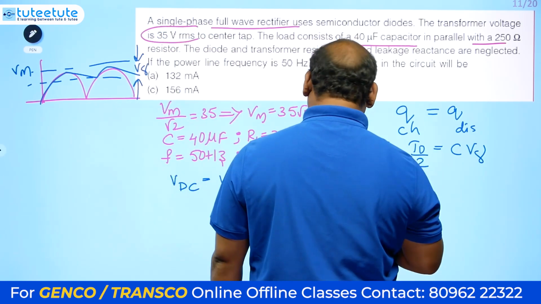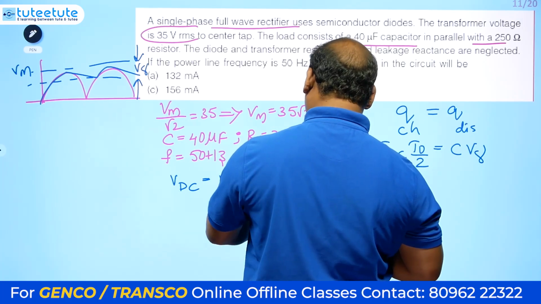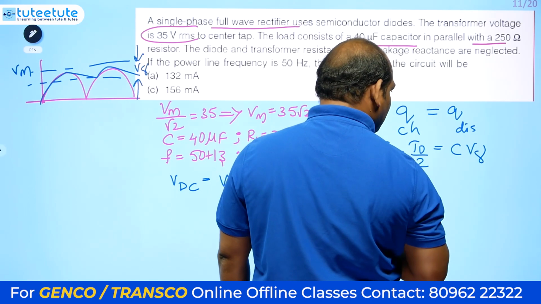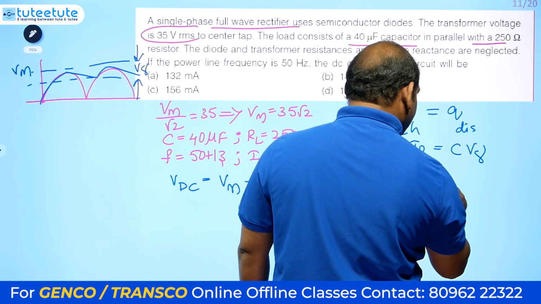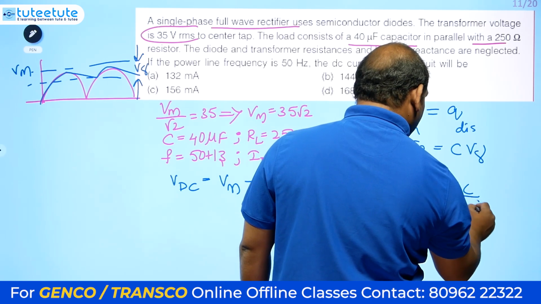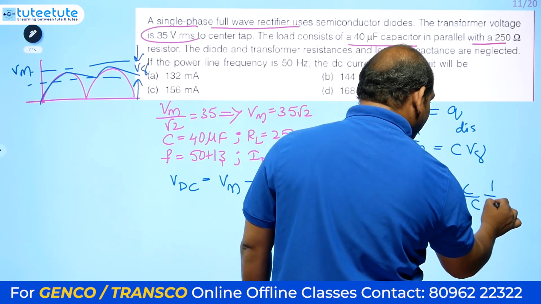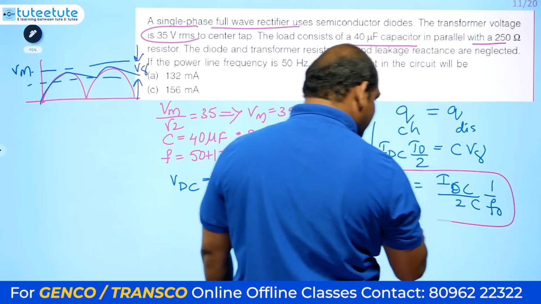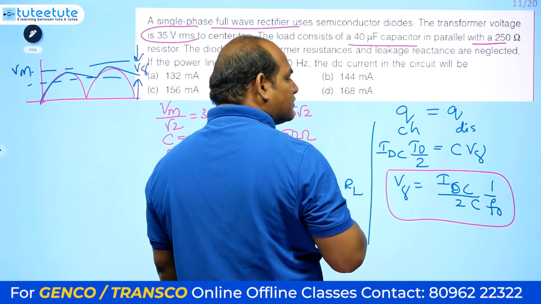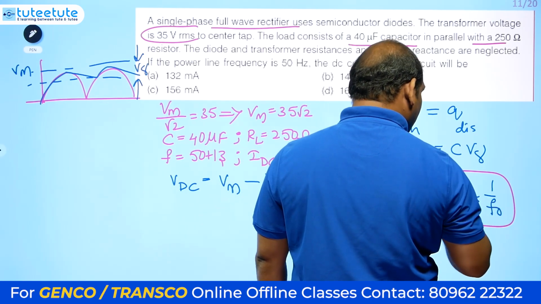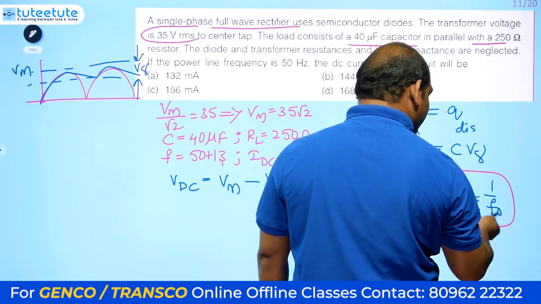Because here we need the V gamma value, we need to replace this V gamma. So I am writing V gamma is equal to IDC by 2 into C. Here T0 is there, which I am writing as 1 by F0. Try to remember this value for the full wave rectifier. For the half wave rectifier it will be IDC by F0 into C, but for the full wave rectifier it is IDC by 2 F0 into C.